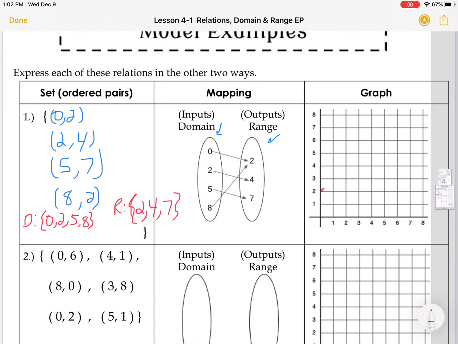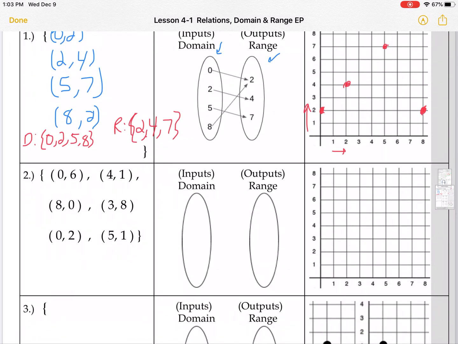Now to represent them graphically, we're just simply going to plot the points. So (0, 2) is right here. (2, 4) goes right here. (5, 7) goes right here. And (8, 2) goes right here. We remember when we're graphing, we always go x, y. We find the x value on the x-axis, then we find the y value on the y-axis, and where they intersect, that's where we plot our points. So nothing new there.